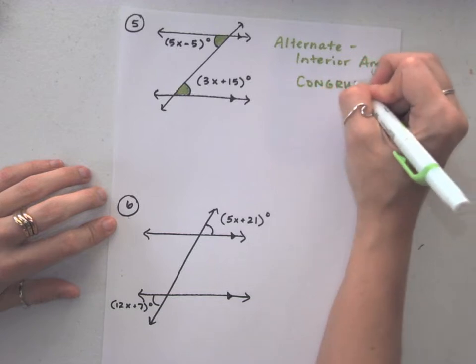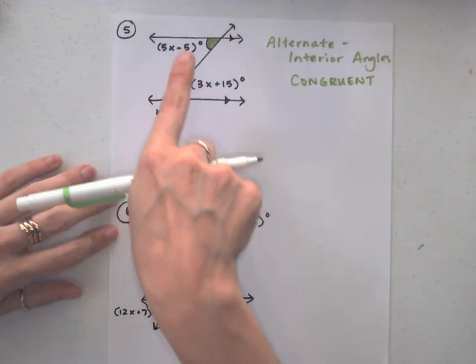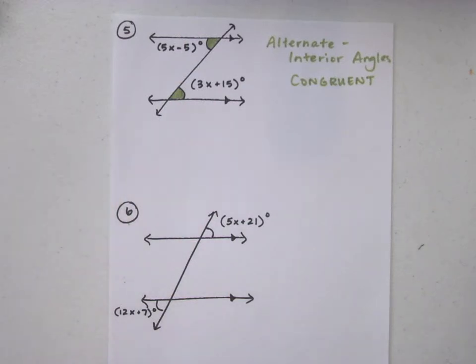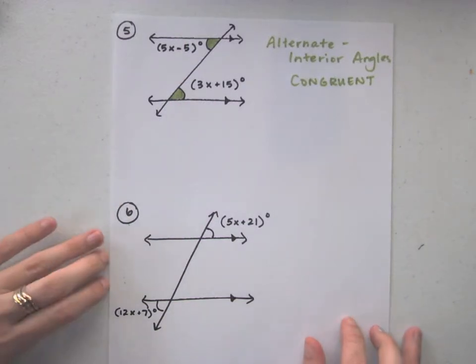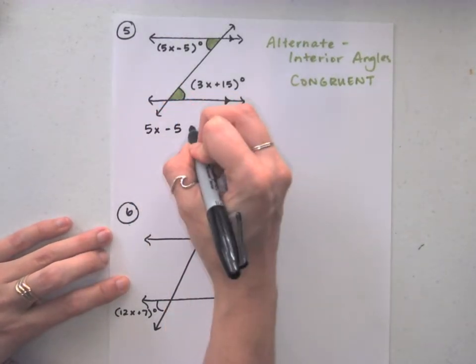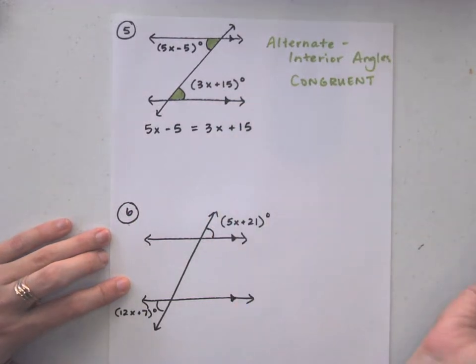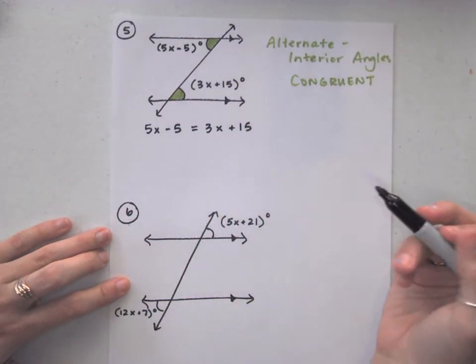So just like what we did with corresponding angles, we can set these 2 angles equal to each other in order to solve for our variable to find that missing information because they're congruent. So we can say that 5x minus 5 will be equal to 3x plus 15. And now we just have an equation that we're going to solve.